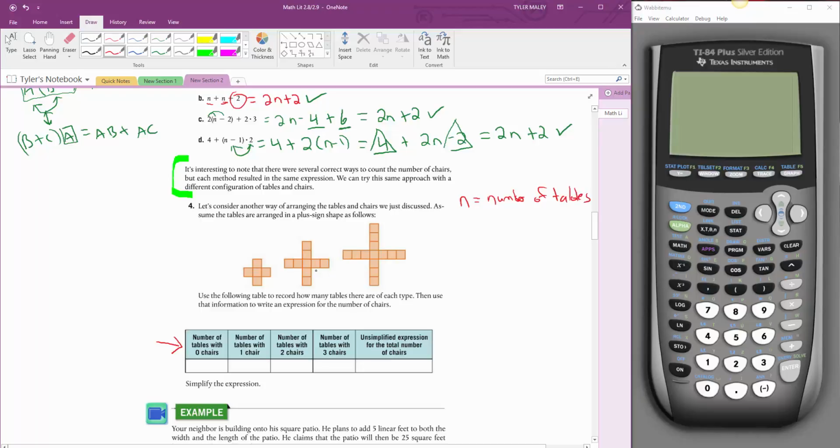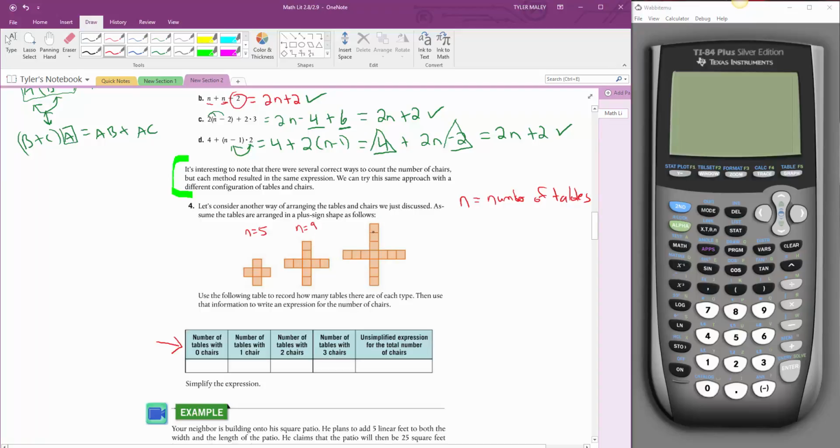Right? So here in this case, I have 1, 2, 3, 4, 5 tables, so n is 5 here. And with this one, I have 1, 2, 3, 4, 5, 6, 7, 8, 9. Did I miscount that? 1, 2, 3, 4, 5, 6, 7, 8, 9. Nope, 9. Yeah, that makes sense.